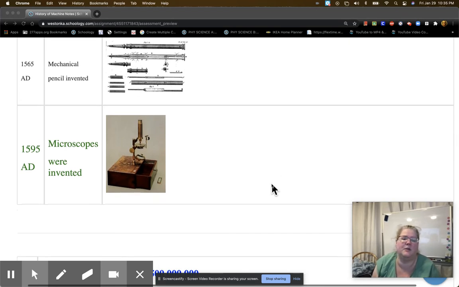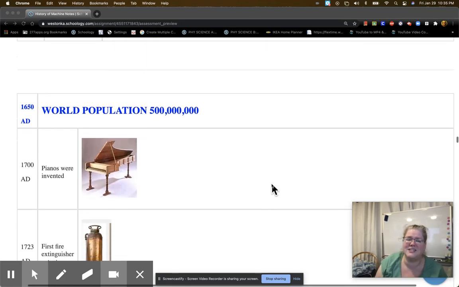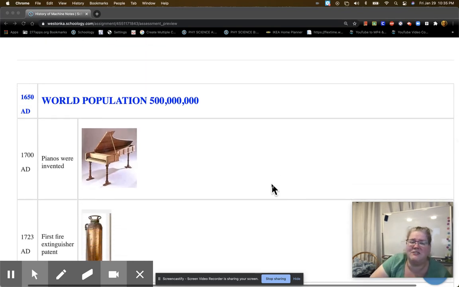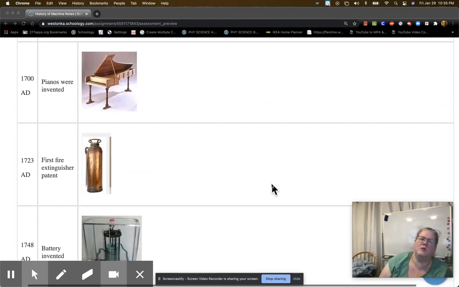Now it's just plastic. The microscope came around in 1593, so now we're actually starting to see what's in those water droplets that made us sick. And we were surprised that there was a whole world in there. By 1650, world population has hit 500 million. 1700, the piano was invented. Thank you, Beethoven and Mozart, all the beautiful music that we still get to have because of that advent.